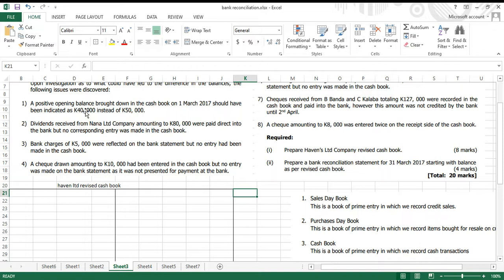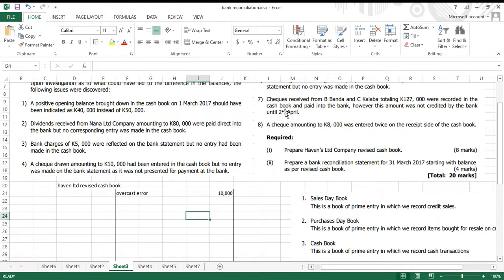So this balance was supposed to be on our debit side, and it's overcast. So the way we're going to correct this error, we're going to credit our revised cash book, overcast error. 50,000 minus 40,000, that's 10,000.